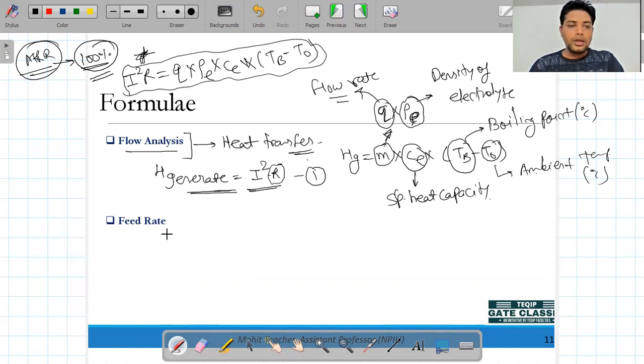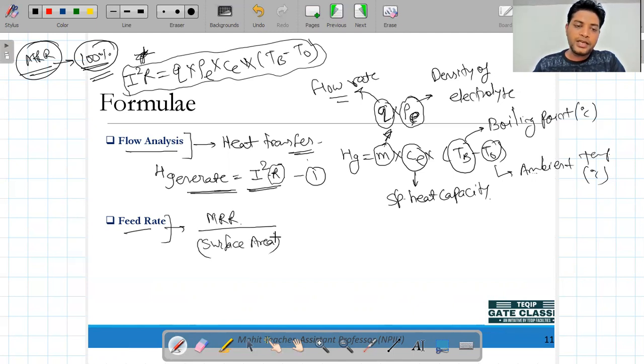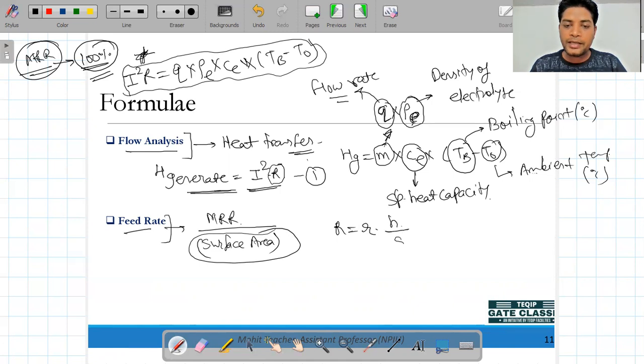Now the feed rate is nothing but the tool speed. That will be equal to MRR, the material removal rate, upon the surface area. And this surface area is the same as when we calculate the gap resistance R, where we take small r into h by s. So this s is the surface area or cross sectional area of the workpiece that comes in contact with the tool, or through which the material is depleted. So this surface area will be the same here. So feed rate will be equal to MRR upon surface area.